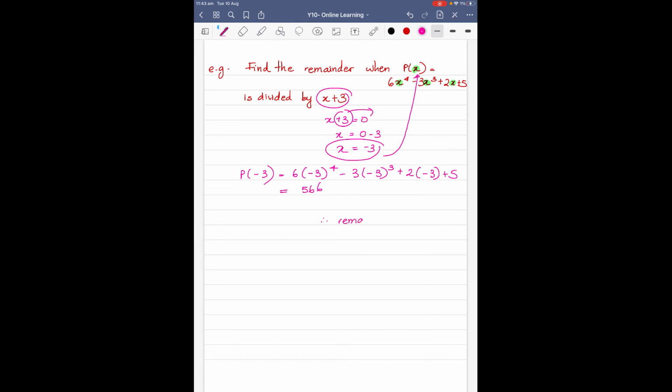And always conclude your answer. Therefore, the remainder is 566.